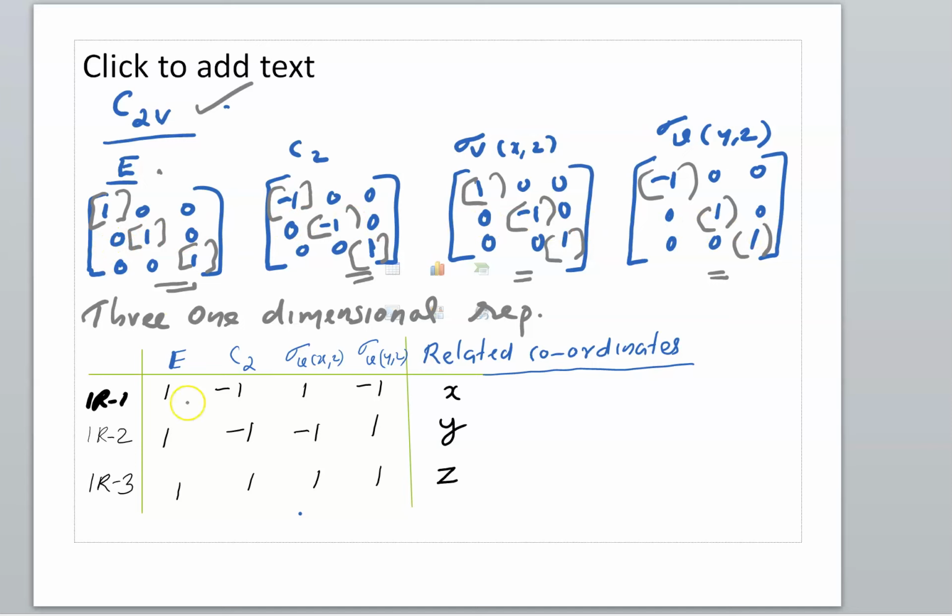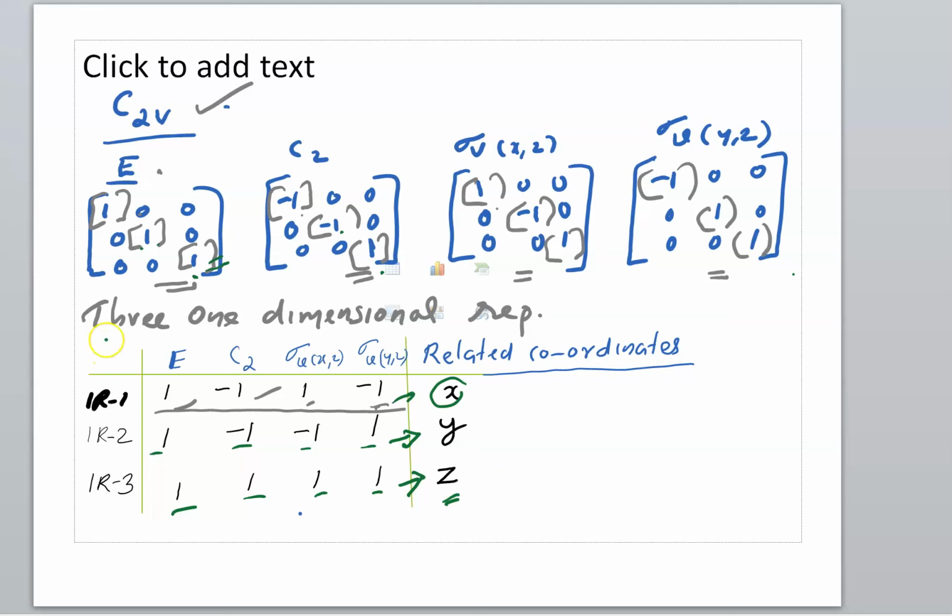For E, 1 here, minus 1, 1 again, and minus 1. This is one representation, 1 minus 1, 1 minus 1. Another representation is this one, 1 minus 1 minus 1, 1. Third representation, 1, 1, 1, 1. And its basis, we know that this is the transformation of the x coordinate, this is the transformation of the y coordinate, this is the transformation of the z coordinate. Therefore, the basis for this representation is x, for this representation is y, for this representation is z.